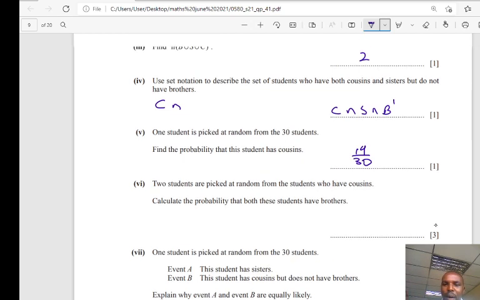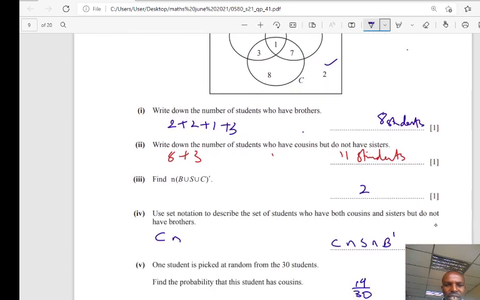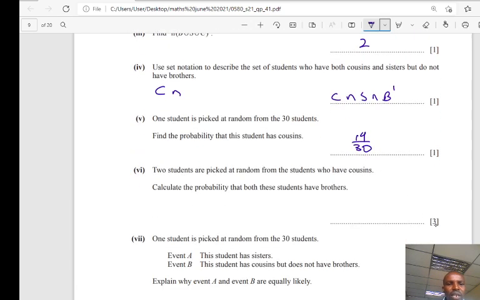Right, we check up here. How many have cousins? We said 8 plus 7 plus 1 plus 3, so it will be 19, right? So the total number of those who have cousins will be 19.